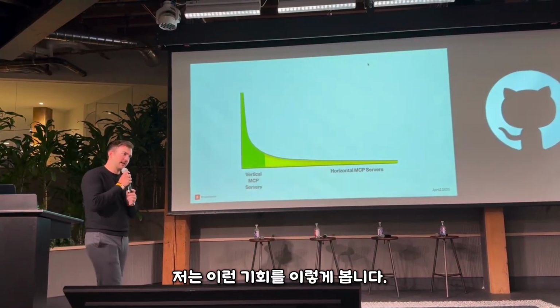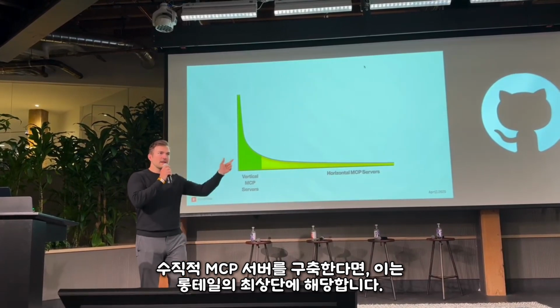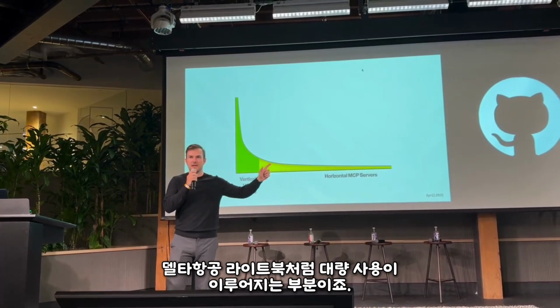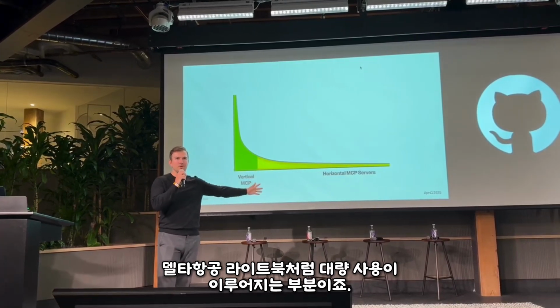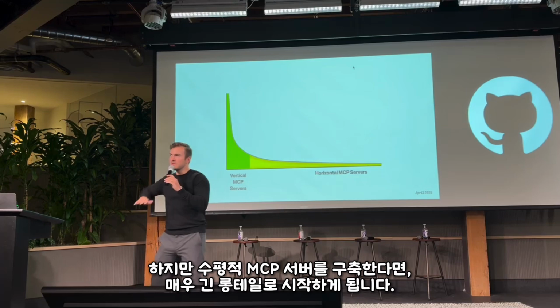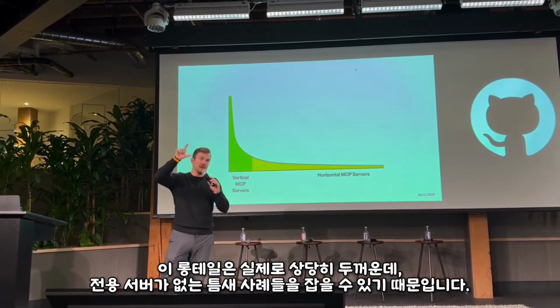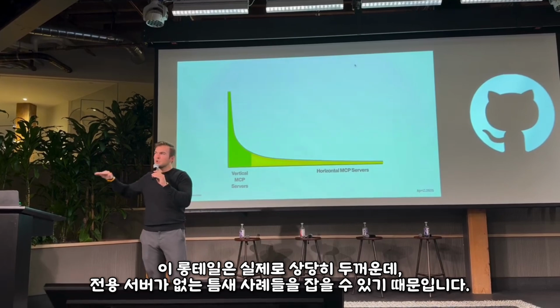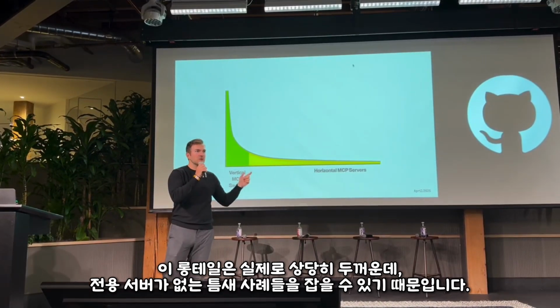And I look at the opportunity like this. If you're building a vertical MCP server, that's going to be the tip of the long tail, where there's going to be a lot of high volume usage of the Delta Airlines flight booker. But if you're building horizontal MCP servers, that's certainly the very long tail, where you can capture, and I believe this long tail is actually very thick, all these niche use cases that aren't going to have dedicated MCP servers for them.